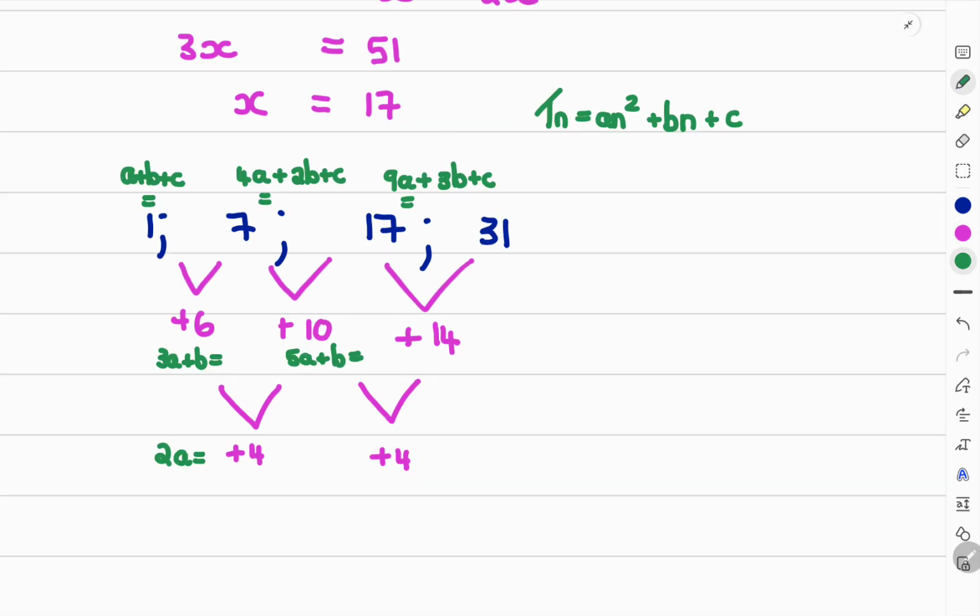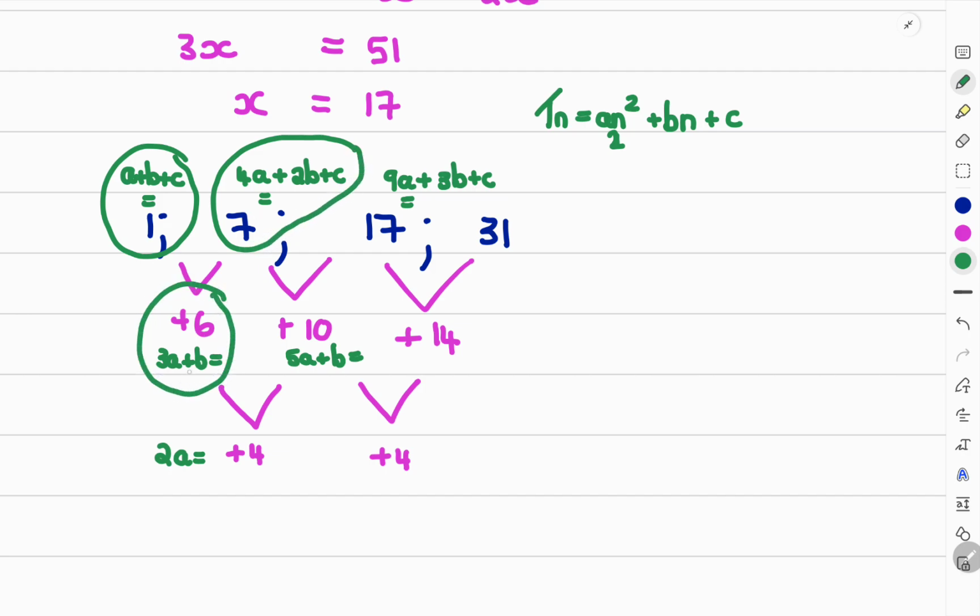Just to quickly show you, I write up all my equations like this. If I put a 1 in the n, 1 squared times a is a, plus 1 times b is b, plus c, that will give me the first term. So there's my one equation that I'm going to use. In the second term, I put a 2. 2 squared is 4, times a is 4a, plus 2b plus c, and this will be my second equation. The last one that's very important is over there.